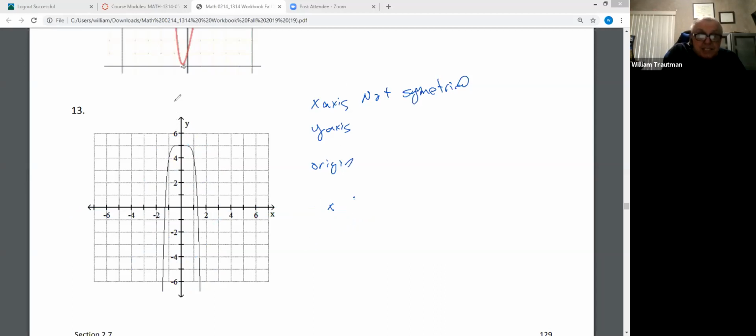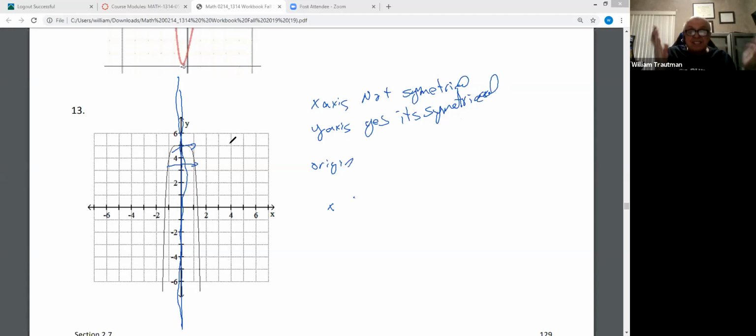The y-axis, this is the y-axis. Another way of saying symmetrical is the mirror image. If I fold this over on the y-axis, does this side look the same as that side? Yes. When you fold it over, both sides touch each other. So yes, it's symmetrical. With the y-axis, it's symmetrical because it folds over.